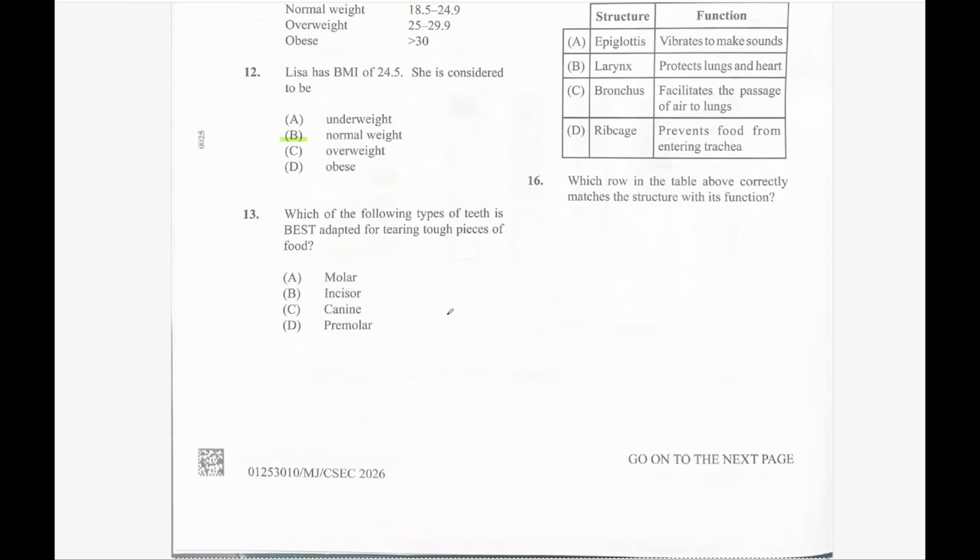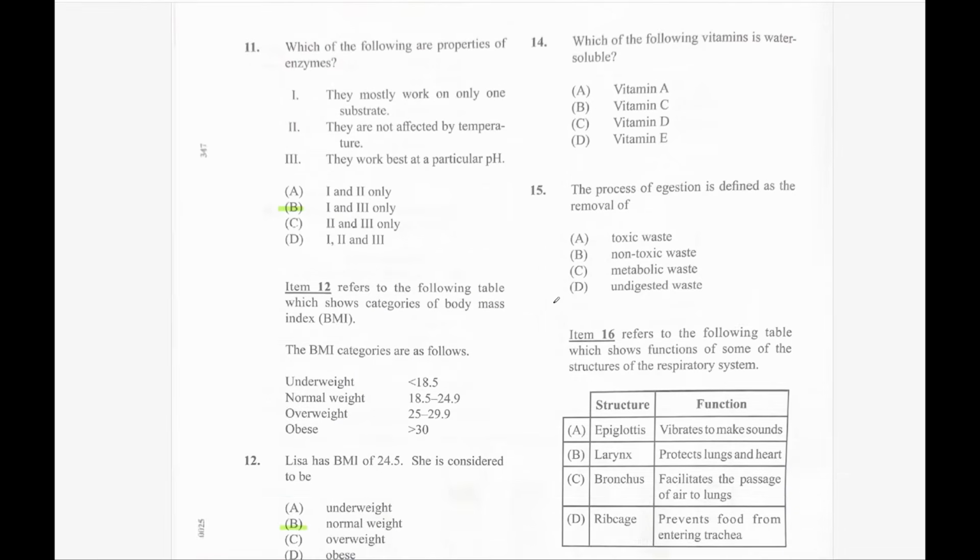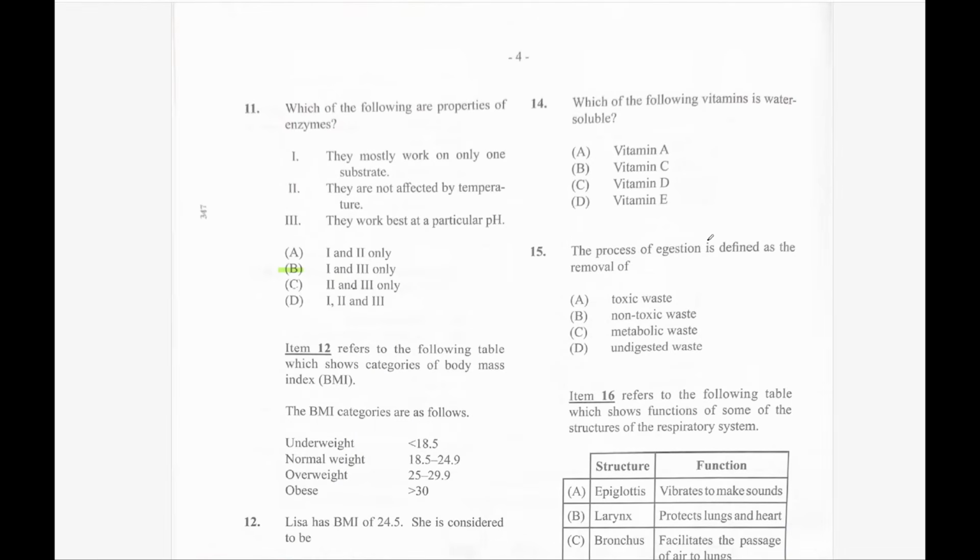Number 13, which of the following types of teeth is best adapted for tearing tough pieces of food? We are choosing canine. Question 14, which of the following vitamins is water soluble? We are choosing vitamin C. It is water soluble, so the answer is B.